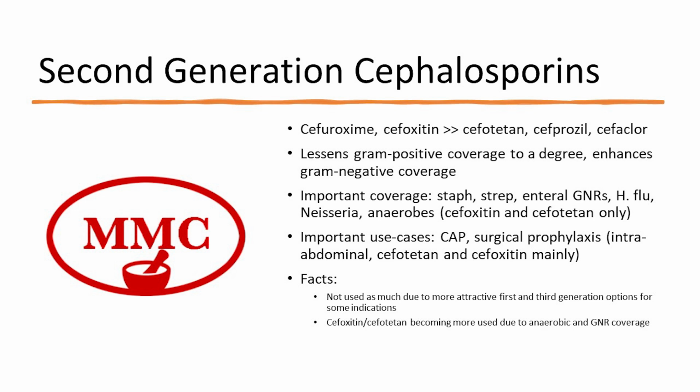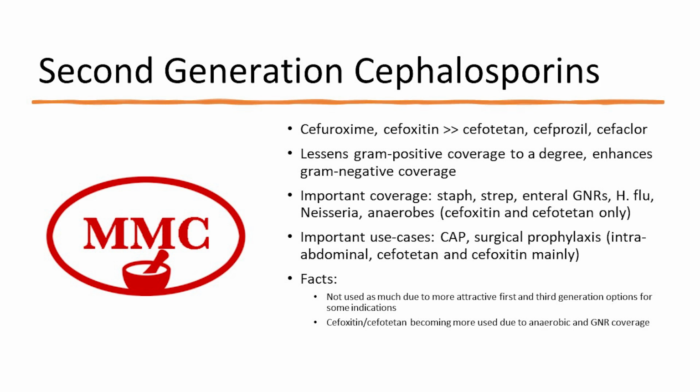As we advance through the generations, this lessens your gram-positive coverage to a degree, but it does enhance your gram-negative coverage. In terms of things that these cephalosporins cover, you still retain staph, strep, and enteral GNRs, but you also add Haemophilus influenzae, Neisseria species, and anaerobes, which is restricted to cefoxitin and cefotetan. And then in terms of important use cases, still use them a lot for community-acquired pneumonia.